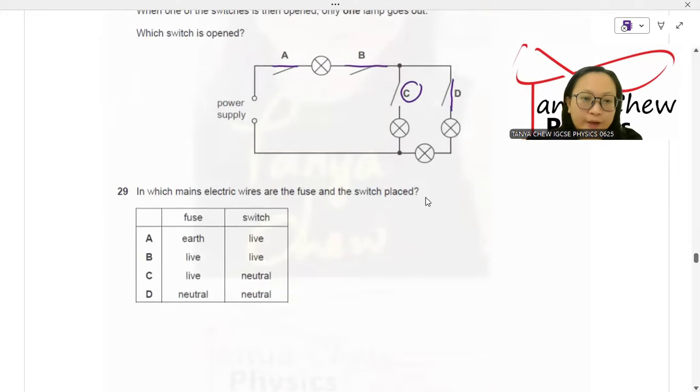Now, number 29. In the mains electric wires, where are the fuse and the switch placed? Fuse must be placed in the live wire because it is used in protecting the electrical appliances. Switch must also be placed in the live wire where the current is flowing. B is the answer.